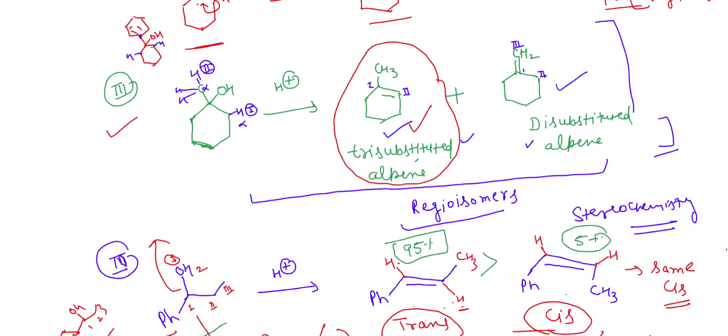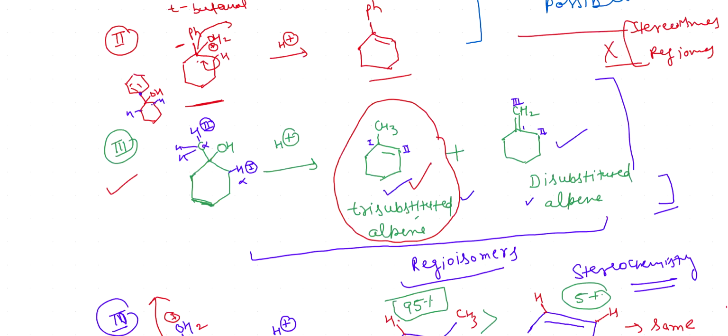Then coming back to the example, see, this is carbon number 1 and carbon number 2. Carbon number 1 is attached to an alkyl group from this side, and from the other side to a second alkyl group. So carbon number 1 is attached to 2 alkyl groups. Clear? And carbon number 2 is attached to 1 hydrogen and 1 alkyl group.